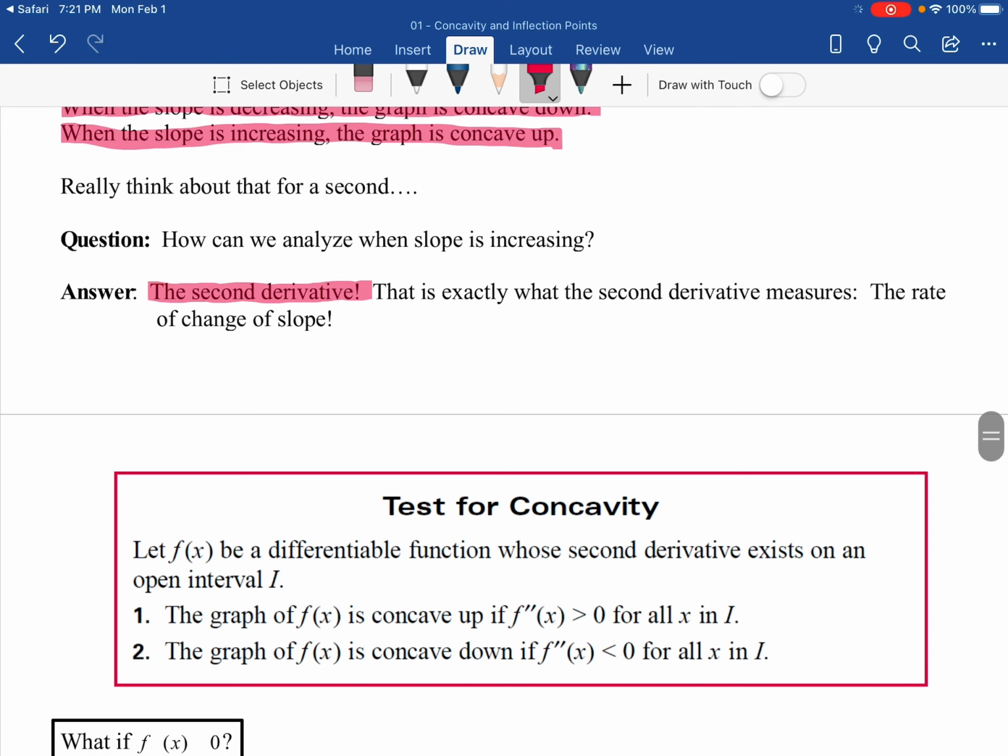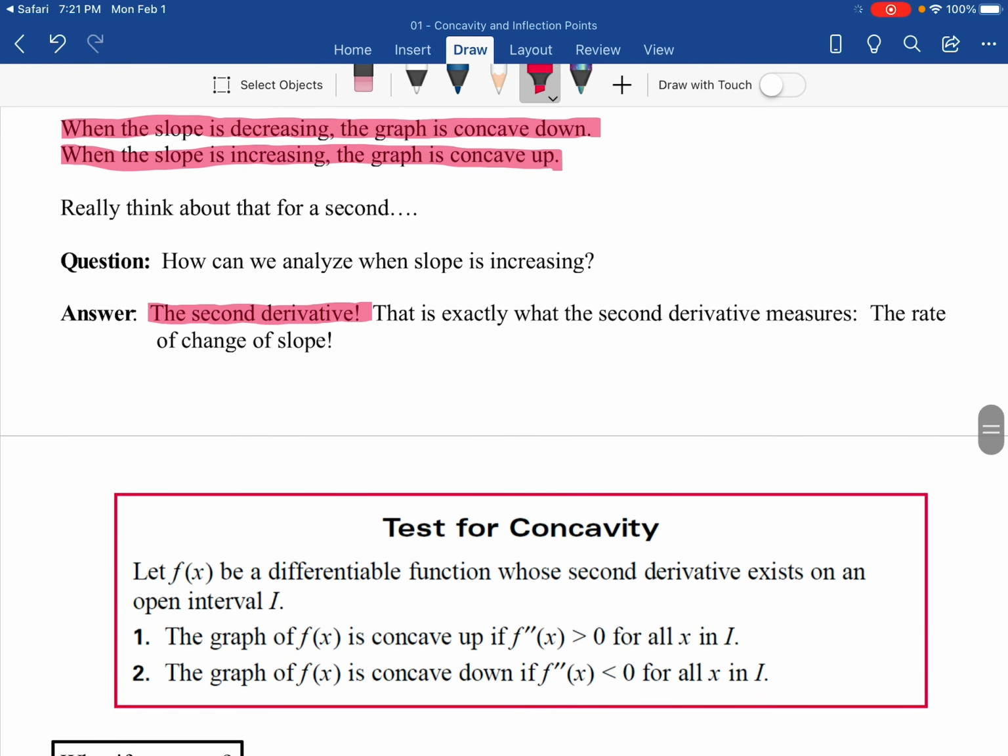So here's our test for concavity. This simple and this complicated all in one. I say simple because it's a fairly simple idea, but if you think about it for a second, it might be a little difficult to do. Not to think about, but to actually do this. But we'll get more idea of that in the next few lessons.